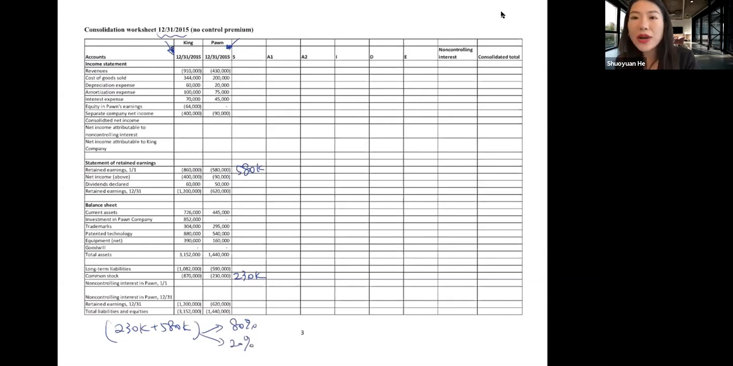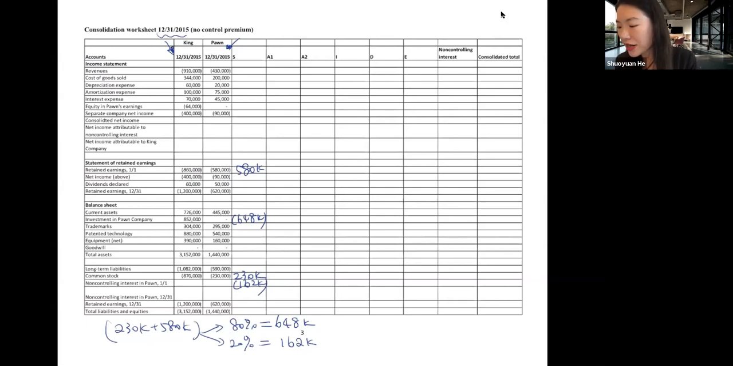Non-controlling interest has 20% of it, so 20% of this is 162,000. And controlling interest has 80% of it, which is 648,000. So we decrease the investment account by 648,000, and 162,000 goes into non-controlling interest.